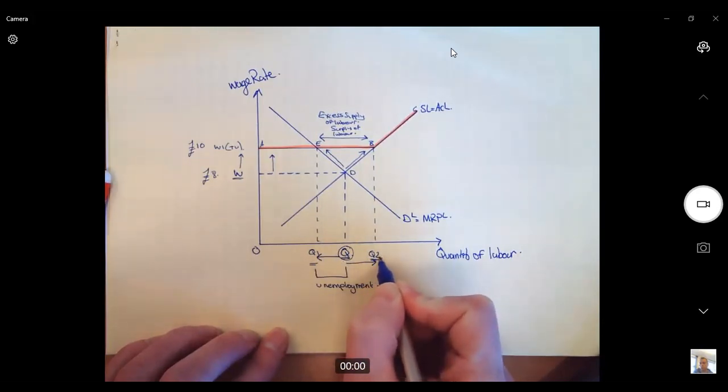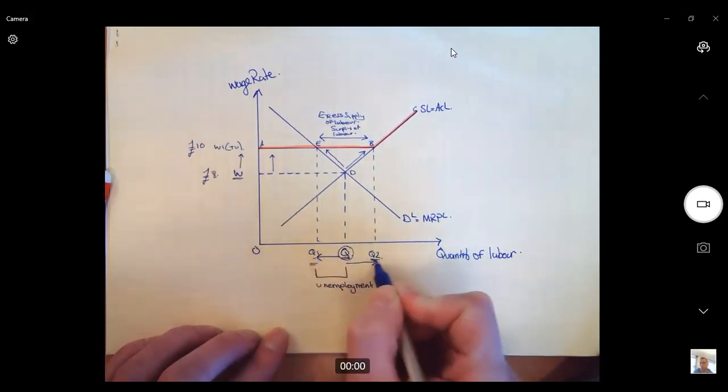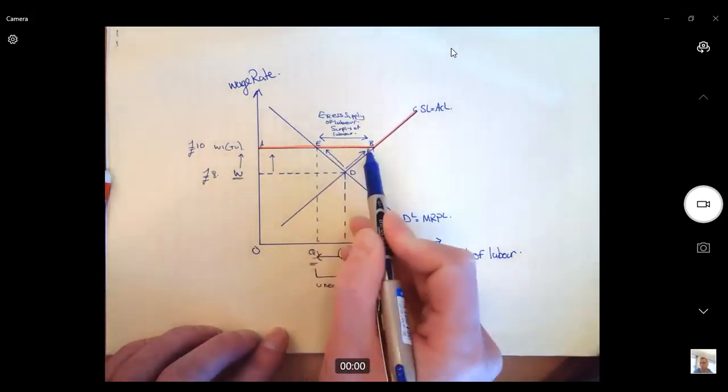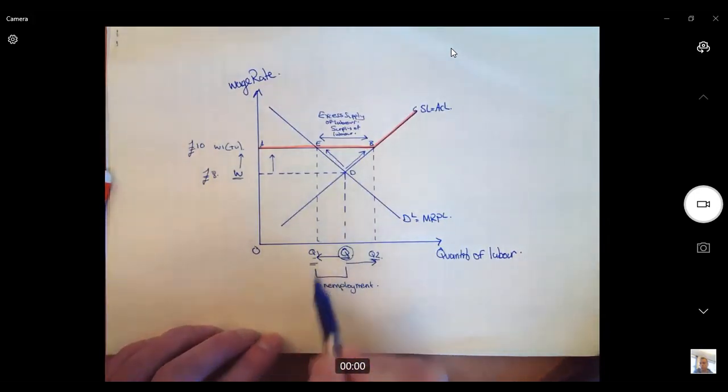Q2 is the number of workers who would be more than willing now to work, but there are no jobs available for them. So firms now demand at Q1, but workers are willing to work at Q2. So there's excess supply of labour. Unemployment, though, occurs between Q and Q1.